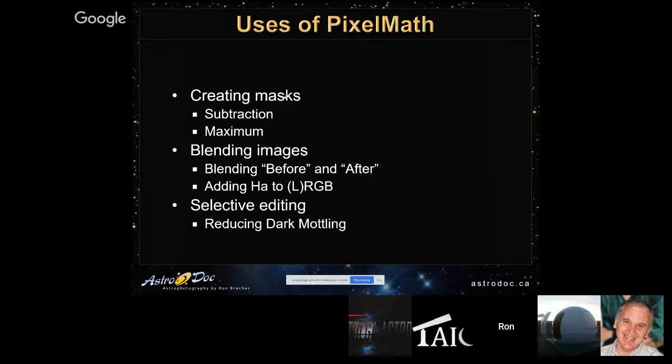In terms of blending images other than masks, I'm going to show you how to blend before and after images. When you've applied something and maybe it's just a little too salty for your taste, you can blend it back into how it was before that application and use PixelMath to control the way that's done. I'm also going to show you a really dramatic addition of H alpha to LRGB using nothing but PixelMath. And we might actually start out with that so you see where we're going with this image.